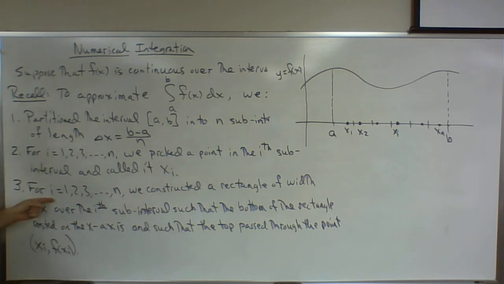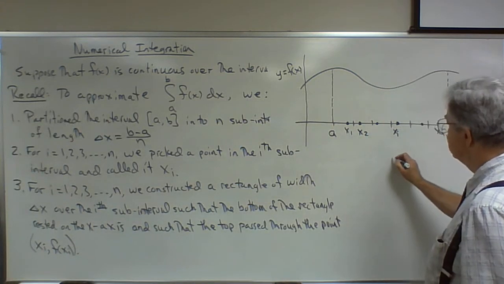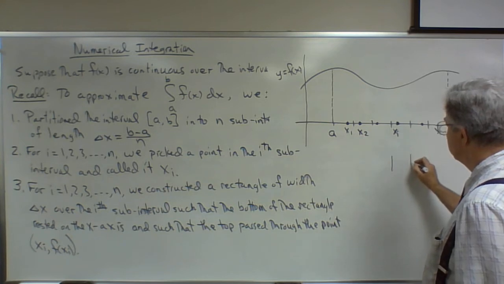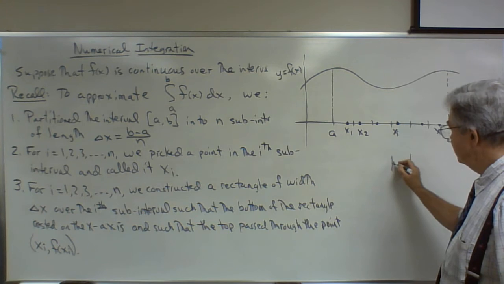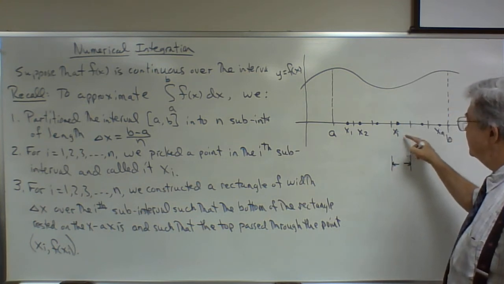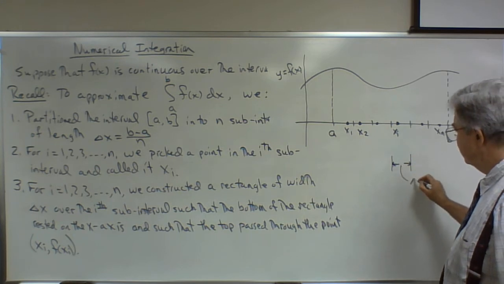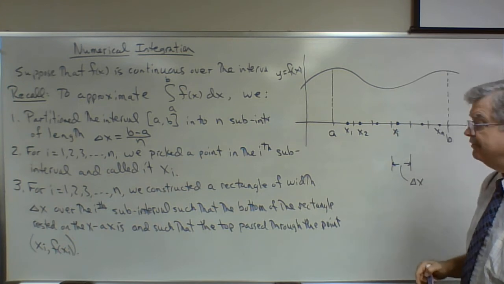And then for i equal 1 to n, we construct a rectangle of width delta x over the ith subinterval. And maybe I should have mentioned that earlier. I did mention it, but I should have emphasized it. The width of this interval and the width of all other intervals is delta x.